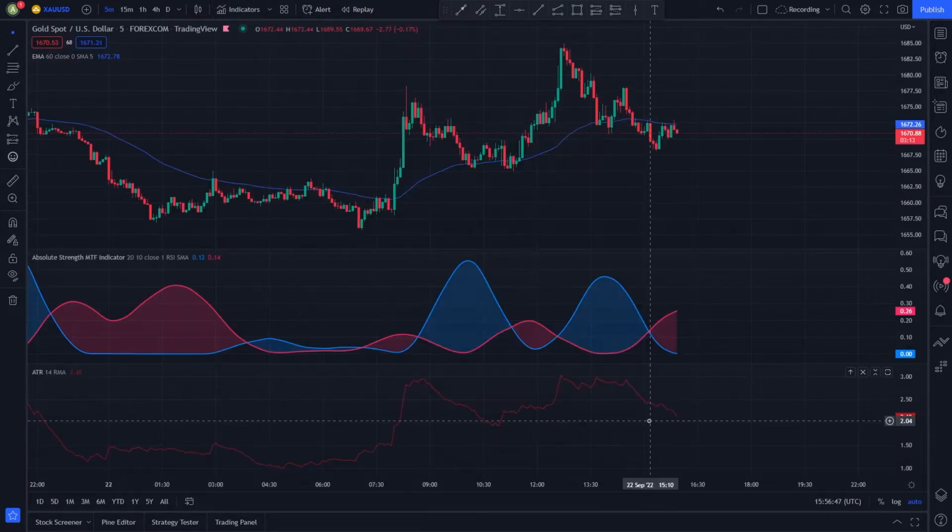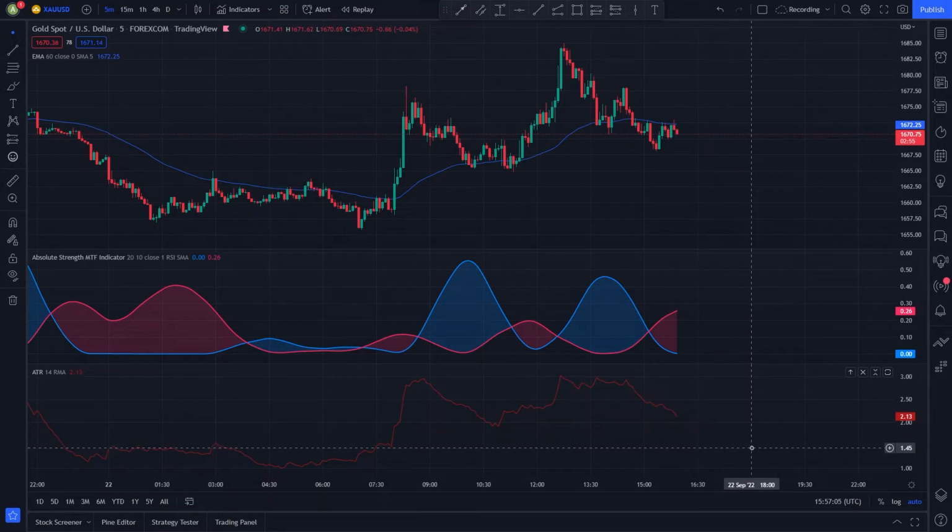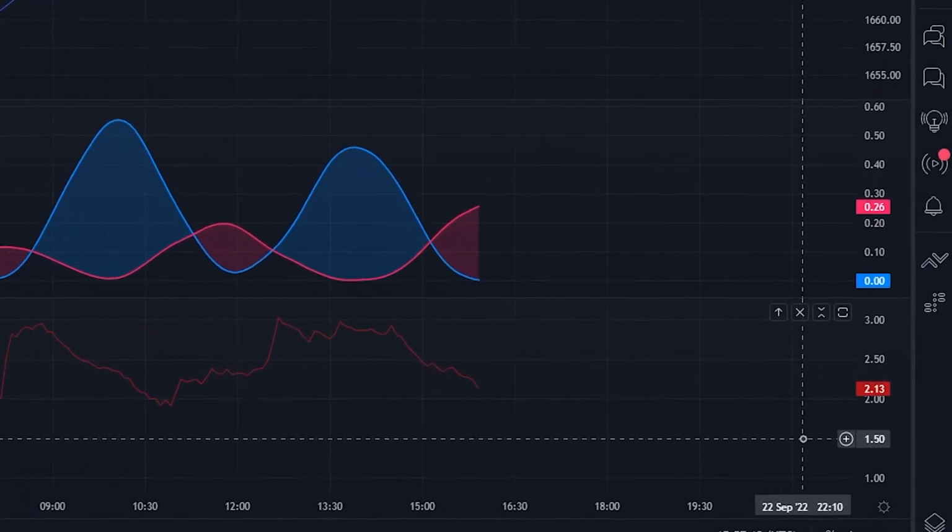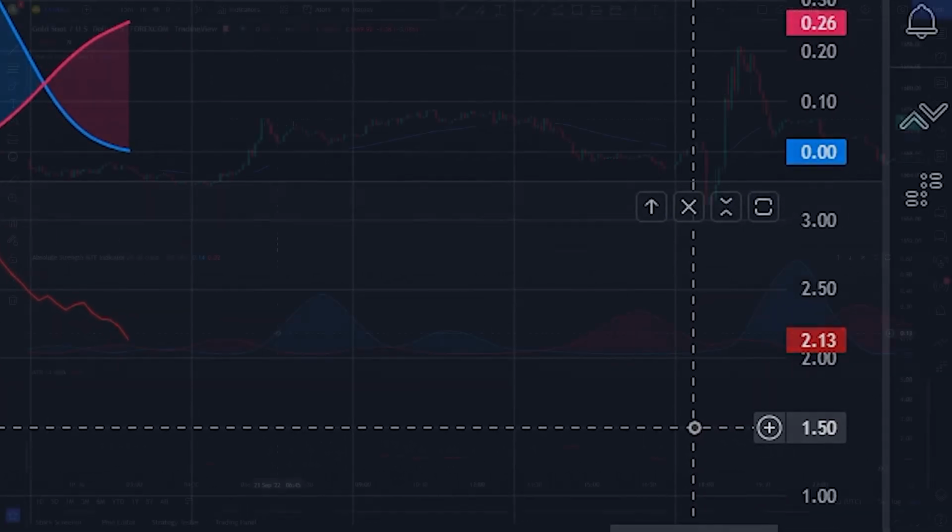We are going to use this indicator for our stop losses and take profit. So what this indicator does, it calculates the volatility in the market and gives us the average value. When we trade with this system, we are going to use 3-to-1 ratio. We are going to set our stop loss at 1.5 ATR value and our take profit at 3 ATR value.